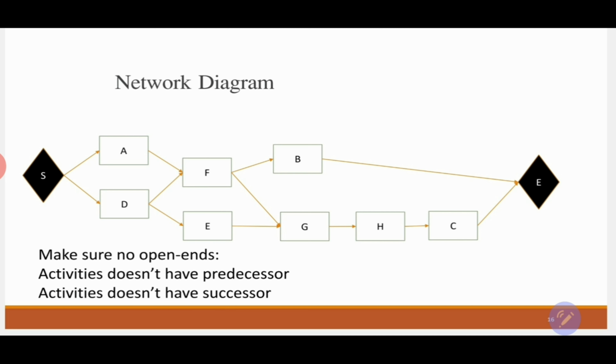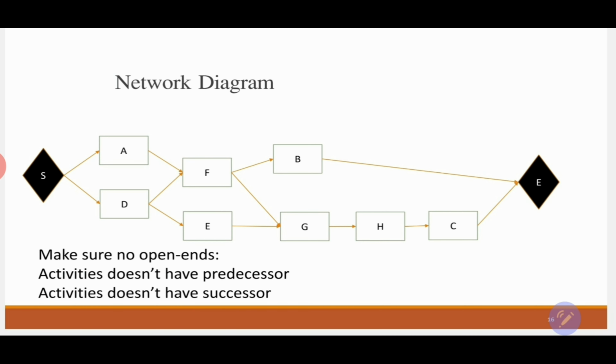Last thing we need to do is to make sure that we don't have any open ends. What does it mean, open ends? It means that we have activities on our network diagram that don't have any predecessor, or activities that don't have any successors. And in this case, you need to ignore definitely the start and the end, because the start doesn't have any predecessor, and the milestone end doesn't have any successors.